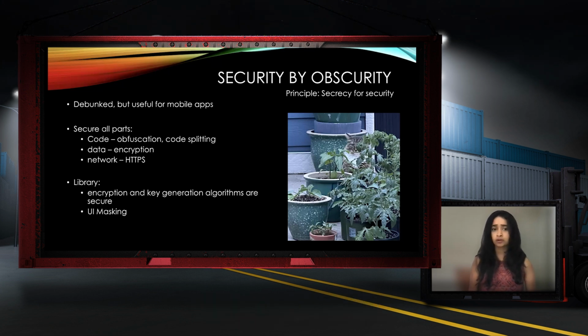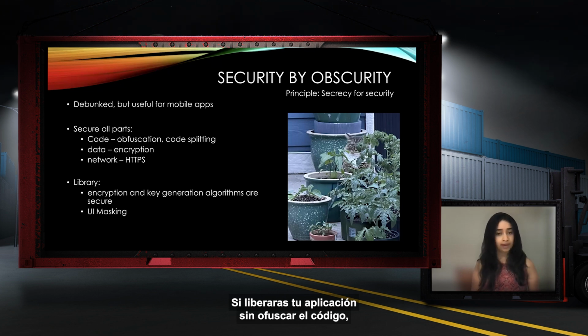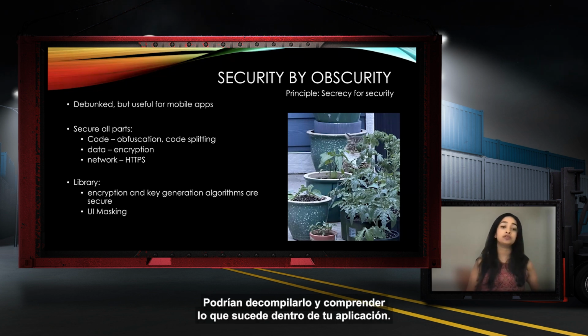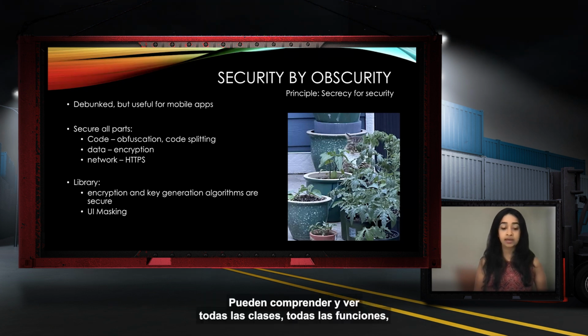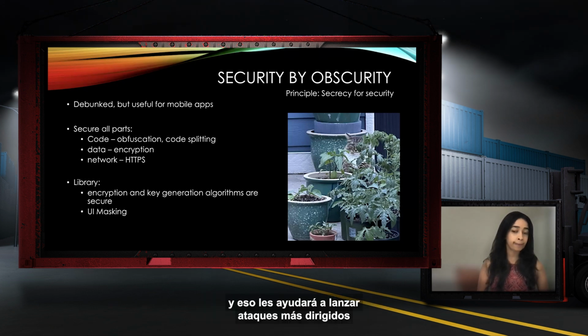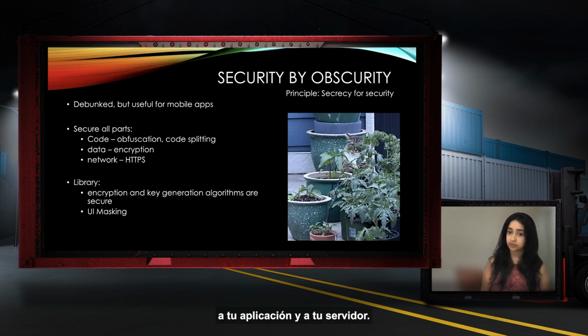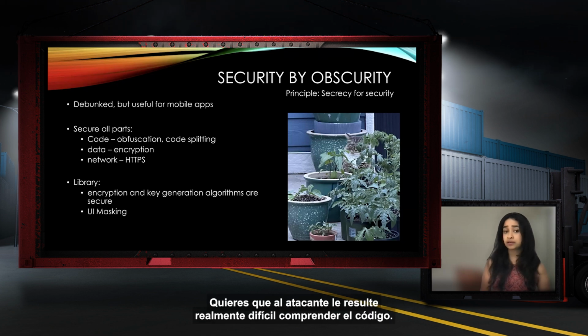Let's break this down. If you were to release your application binary without any obfuscated code, an attacker could potentially download your app. They could decompile your application without even having an account on the application. They could decompile it and they can understand what is going on inside your application. They can understand and see all the classes, all the functions, and that will help them launch more targeted attacks on your app and on your server. You don't want that. You want to make it really hard for the attacker to understand your code.